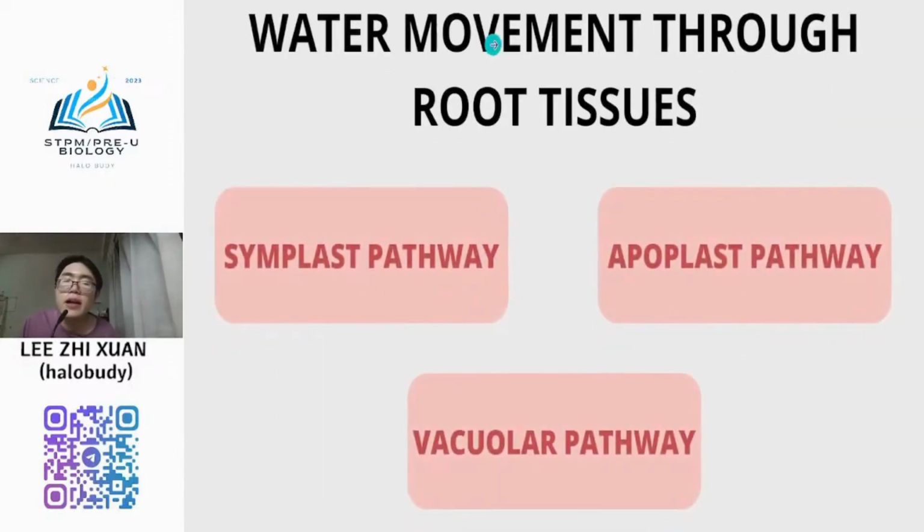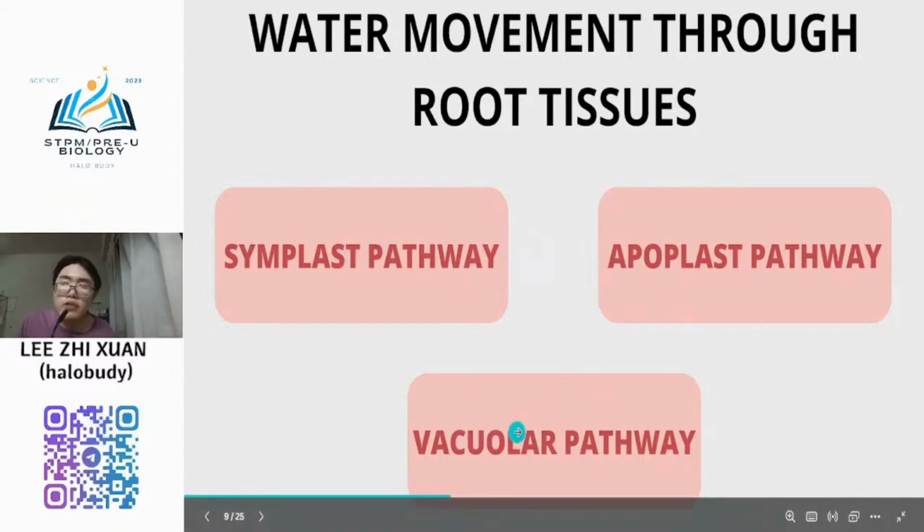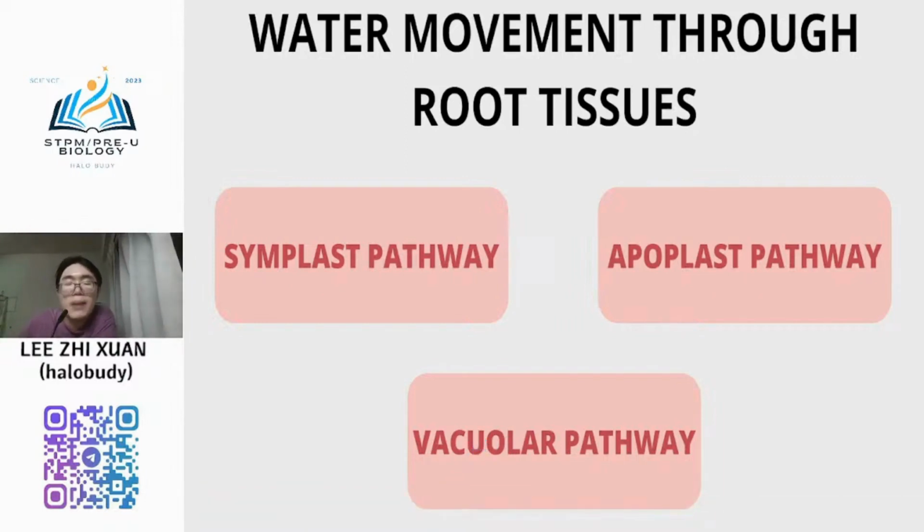So I already mentioned water movement through root tissue: symplast, apoplast, and also vacuolar. Another book mentions transmembrane, but in our MPS syllabus, they mention vacuolar. So in the exam, you had better use vacuolar rather than transmembrane.